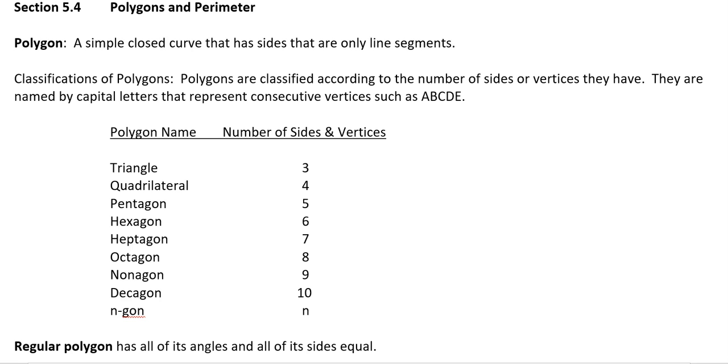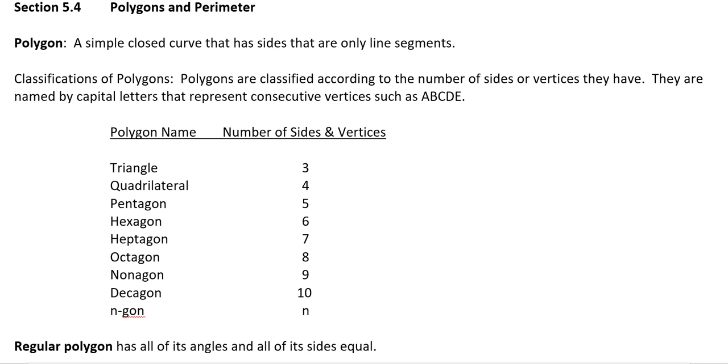In section 5.4, we will be looking at polygons and perimeter. A polygon is a simple closed curve that has sides that are only line segments. So when we classify polygons, we classify them by the number of sides and vertices that they have. The vertices are the corners in which the polygon sides connect.